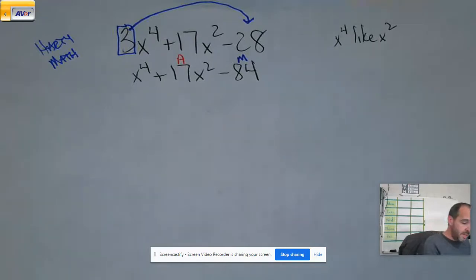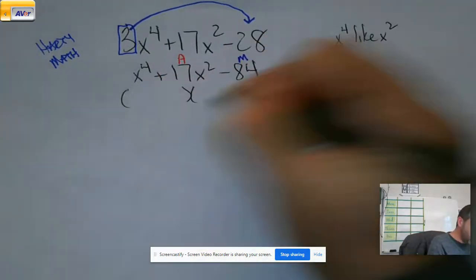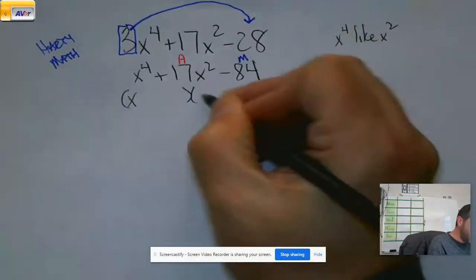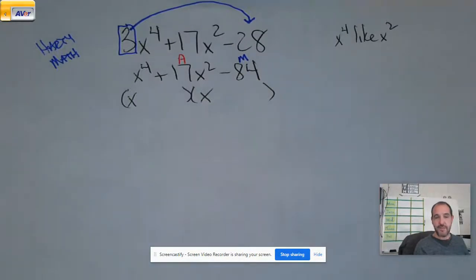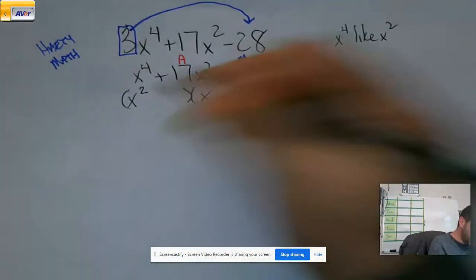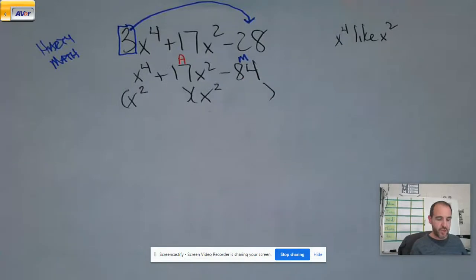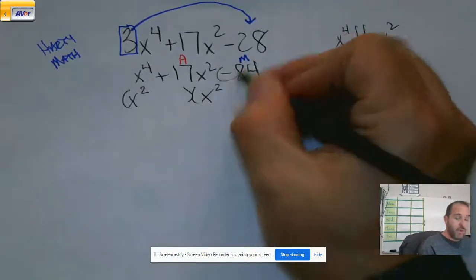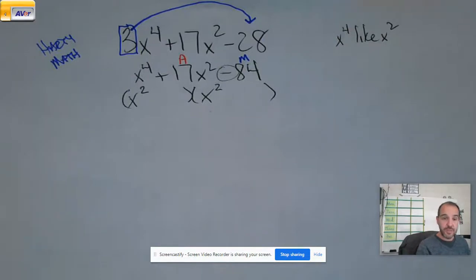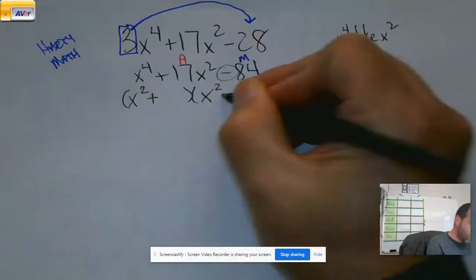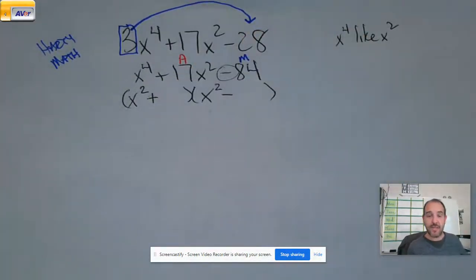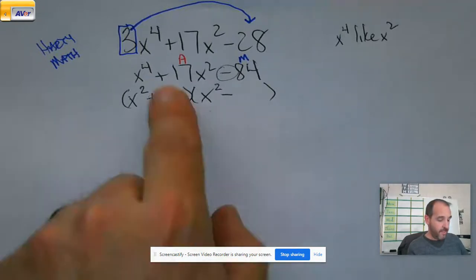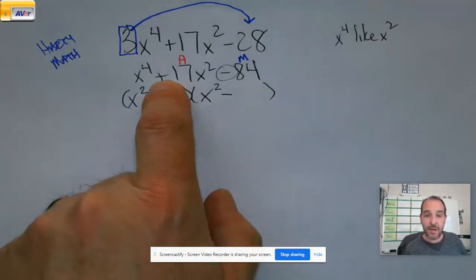So if we're treating this like we would when we do x squared, normally this would be x and x because x times x is x squared. But since it's x to the fourth this time, we'll do x squared in each. And now we're going to go looking for our clues. Multiply number is negative, which means what? It's one of each sign. If it's positive, the signs are going to be the same. The plus in the middle tells me the sign of the bigger number.